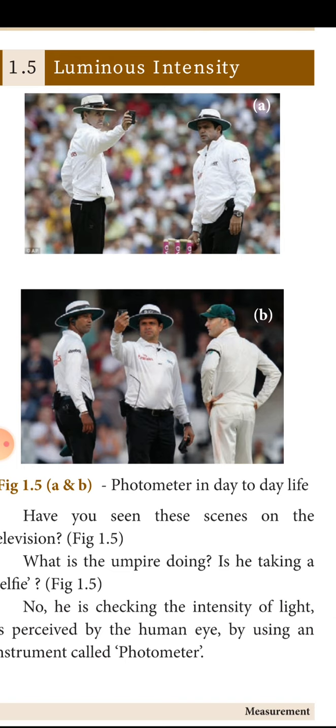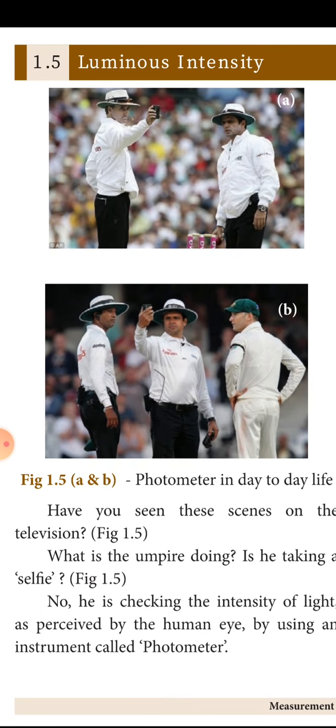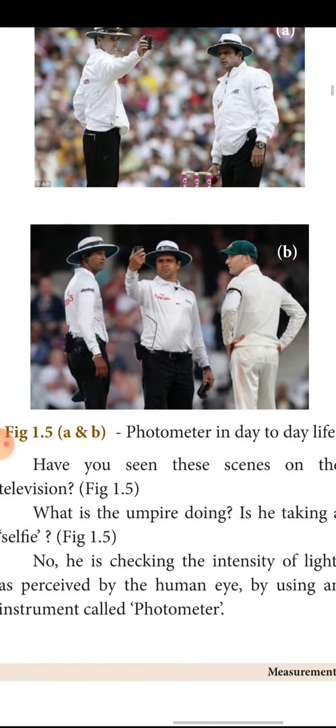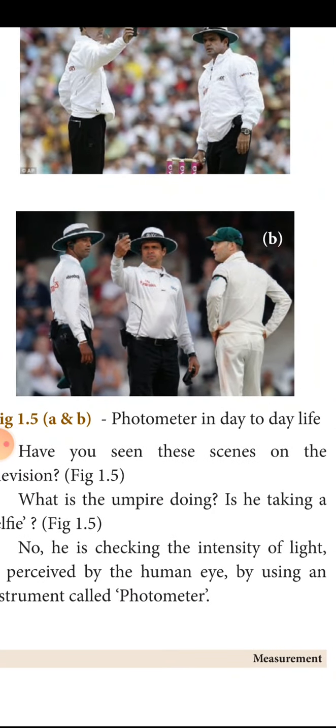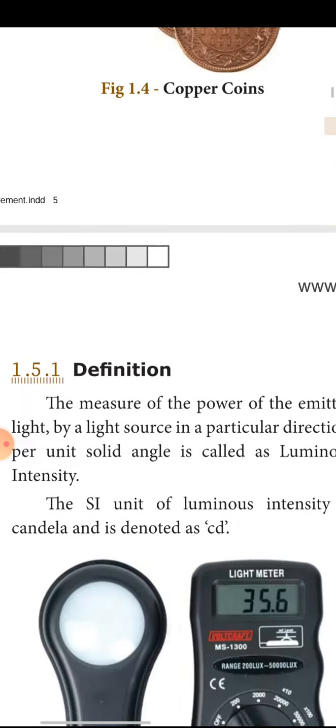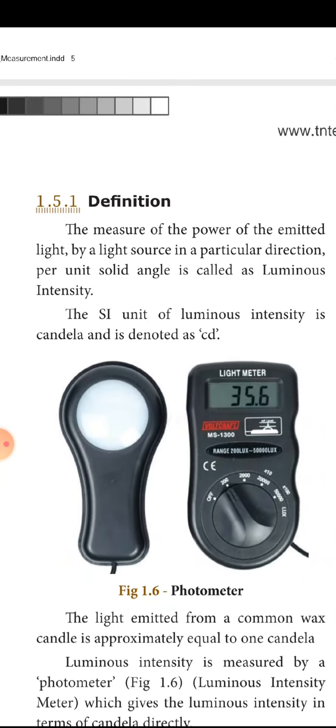See, the umpire is checking the light, how much light is falling on the field. For that he has something in his hand that is called a photometer. What is it called? Yes, photometer. It can check how much light there is in a TV or in a field. He is checking the intensity of light perceived by the human eye using an instrument called a photometer. Photometer is an instrument used to check the intensity of light.